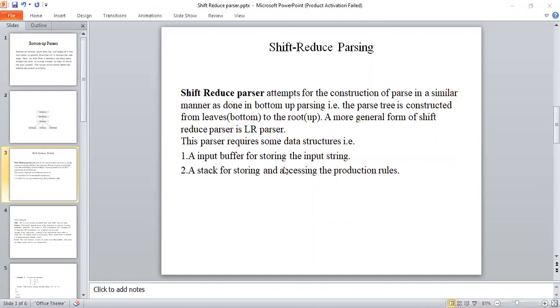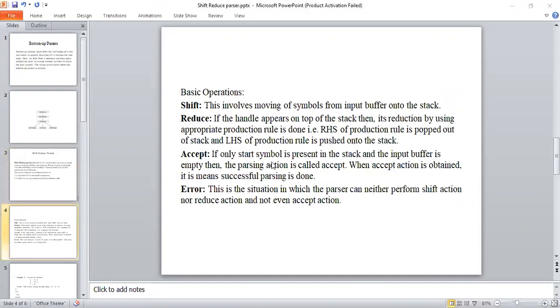The shift reduce parser uses two data structures: an input buffer for storing the input string, and the second one, a stack for storing as well as accessing the production rules. These are the two data structures available in a shift reduce parser. And what are the operations this shift reduce parser uses? These are the operations used by the shift reduce parser.